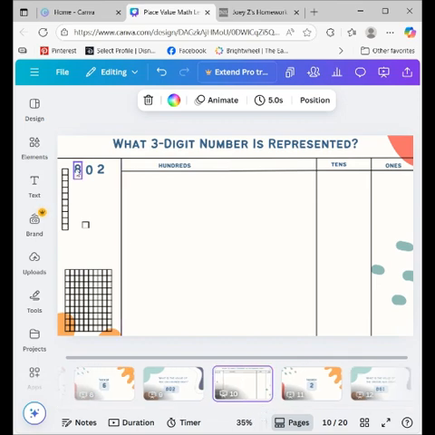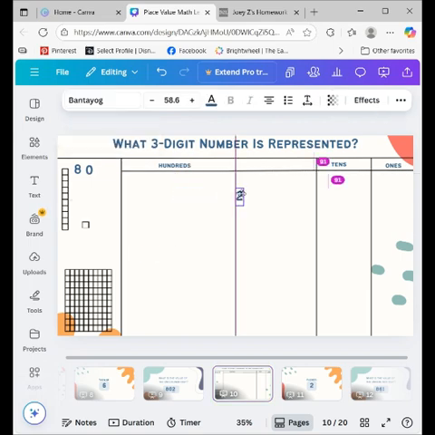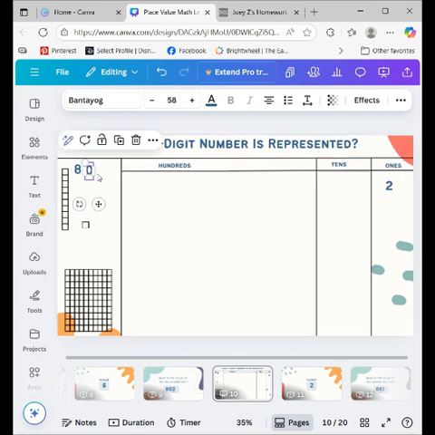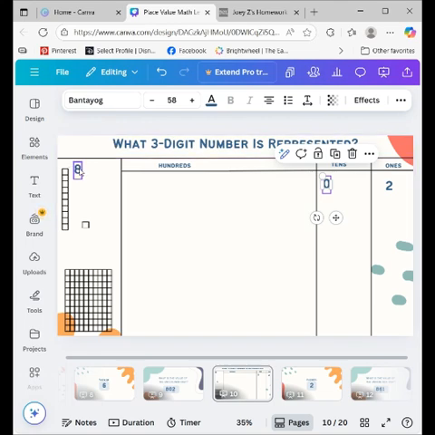So to help us remember, we are going to put the number 2 all the way at the end because we always want to start from right to left to help us remember. And then the 0, and then 8.